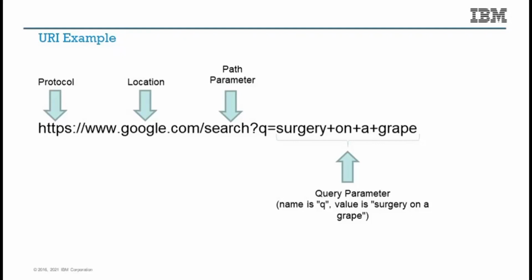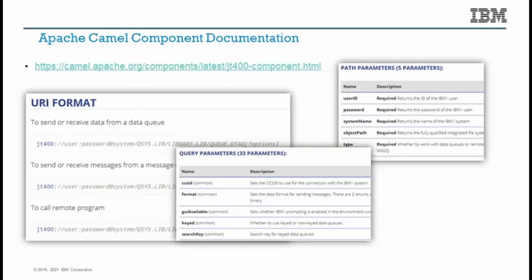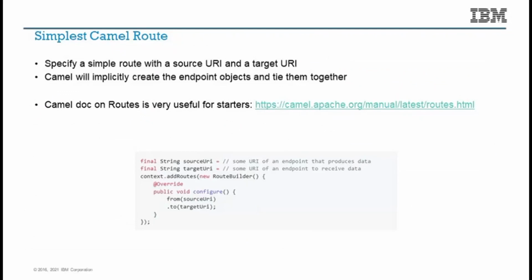Those terms are important to understand because you're doing a lot with URIs when you're doing Camel. And more specifically, when you look at these components and you look at the documentation for these components, that's the terminology they use. They say, yep, here's the format for the URI that you'd use. Here are the path parameters, the query parameters, and so on. Right? And so those key concepts are important to understand.